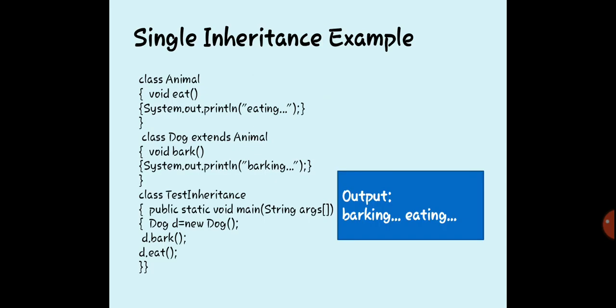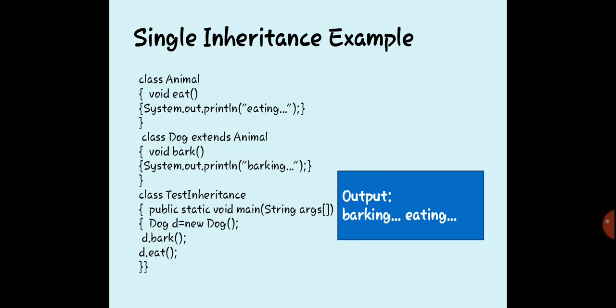As an example of single inheritance, class Animal. Animal is the base class that has a public method eat, and that prints eating. Class Dog. Dog is the derived class that extends the base class Animal. It has a public method bark, which prints barking. Now we close the base class and the derived class one by one.